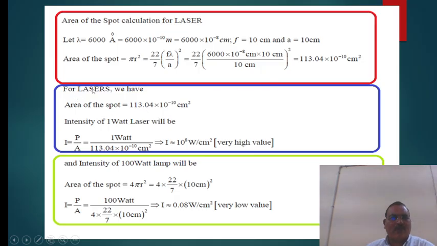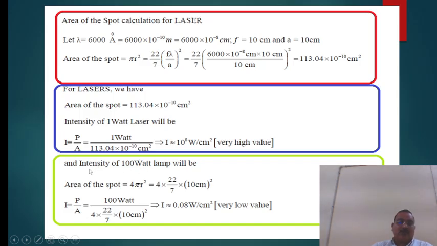Okay, now apply for laser. The area of the spot is this; we have calculated it in the previous step. Now, the intensity of a 1 watt laser is power upon area, 1 watt by area. So 1 upon this, then this intensity is approximately equal to 10 raised to power 8 watt per centimeter square. That is a very high value we are getting.